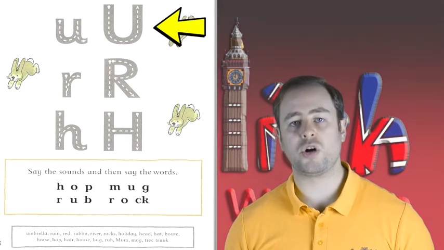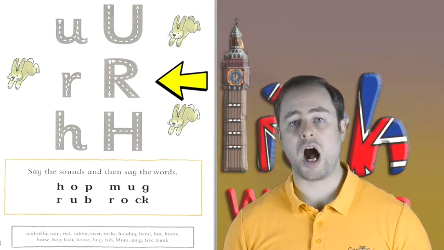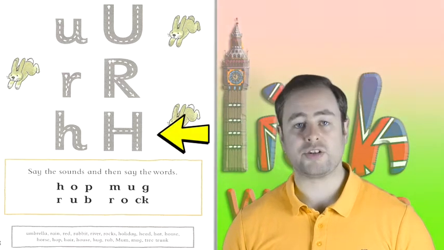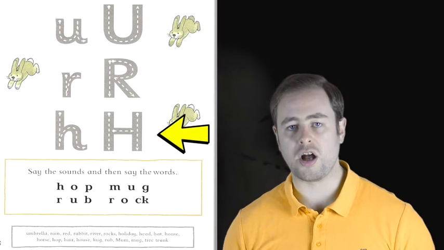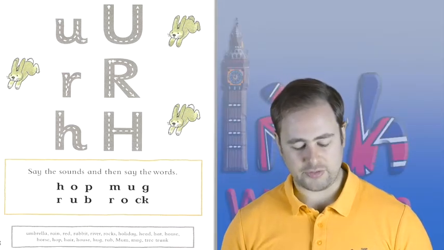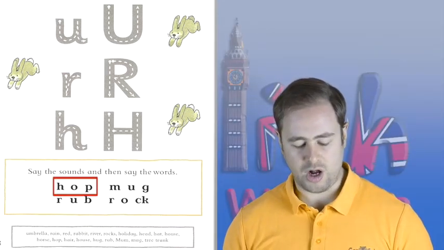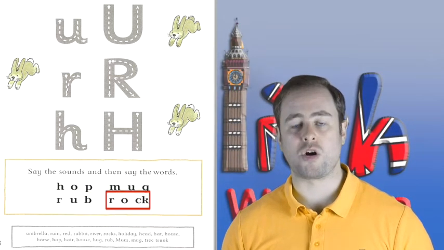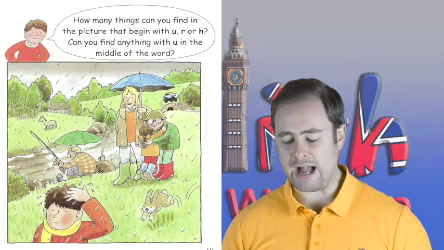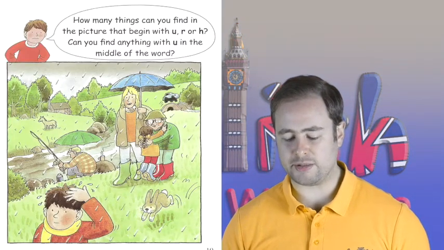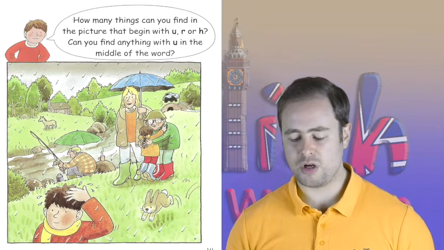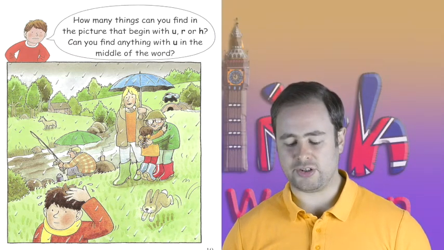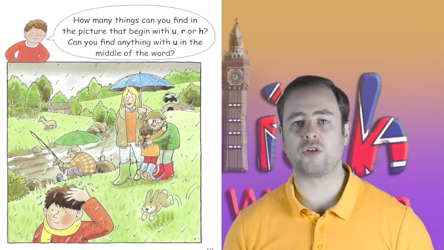U. U is for uh. R. R is for r. H. H is for h. Say the sound and say the words. Hop. Mug. Rub. Rock. How many things can you find in the picture that begin with U, R, or H? Can you find anything with U in the middle of the word?